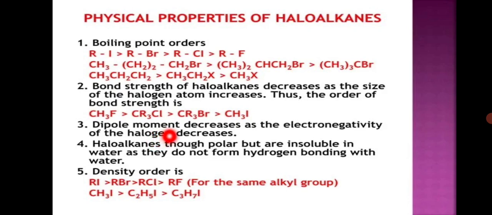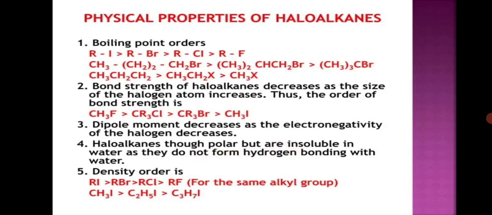Among the halogens, fluorine has more electronegativity and iodine has less electronegativity. Dipole moment decreases as the halogen electronegativity decreases. So from fluorine to iodine, the dipole moment decreases. This is a common property we studied in the other case also. Okay. So next one is regarding haloalkanes, though polar, but insoluble in water.